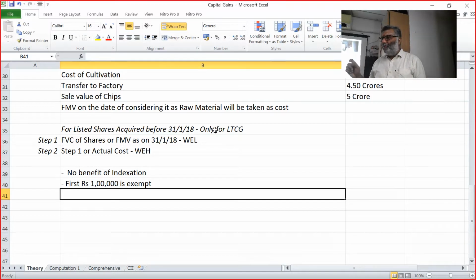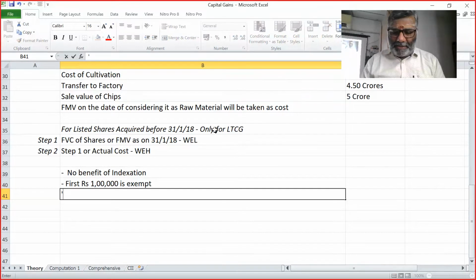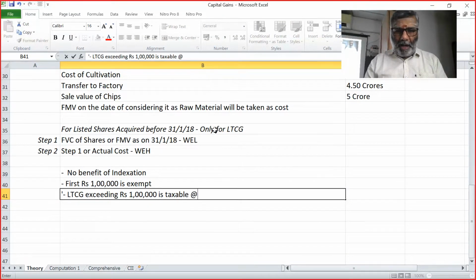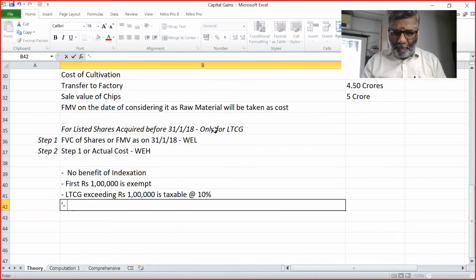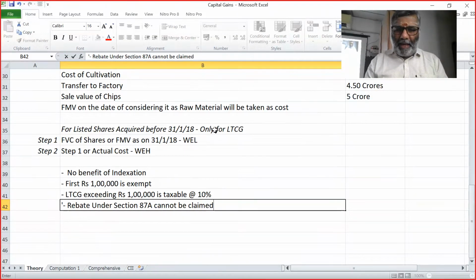If the total LTCG does not exceed 1 lakh, no taxation, it is exempt. LTCG exceeding rupees 1 lakh is taxable at the rate of 10%, a concessional rate of 10%. Rebate under section 87A cannot be claimed.